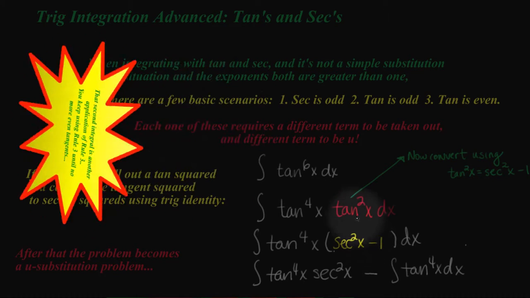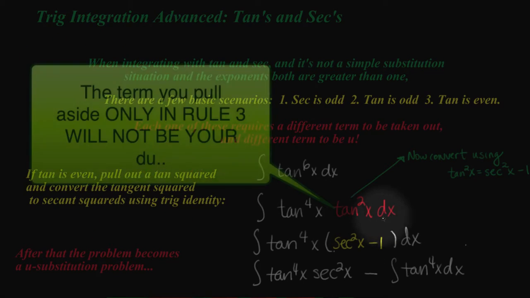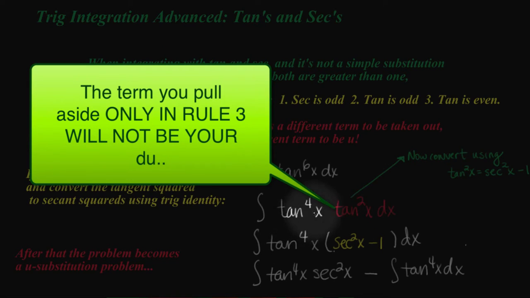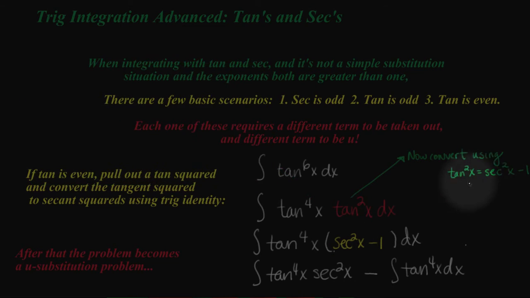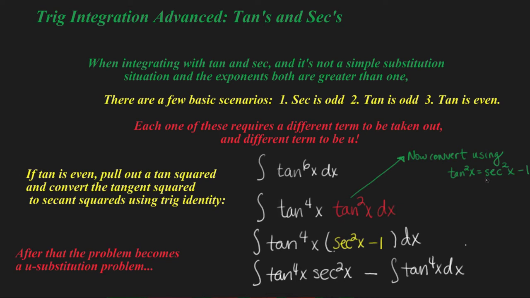Alright, so this is kind of different than the other ones, because before this was my du and we would convert this into secant squareds. But now we're actually converting what we pull aside into secant squareds using your trig identities. Alright, make sure you know your trig identities.